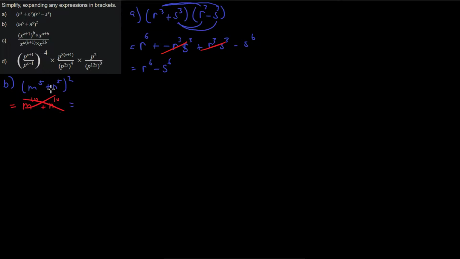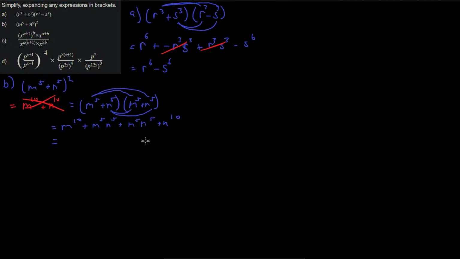So whenever you've got a single bracket being squared, just write both. Because what that does, it reminds you, oh, I might have to do something a little bit extra here. This, we just want to apply FOIL, same as the very first question. So first, outer, inner, last. So that'll be m to the 10 plus m to the 5 n to the 5 plus m to the 5 n to the 5 plus n to the 10.